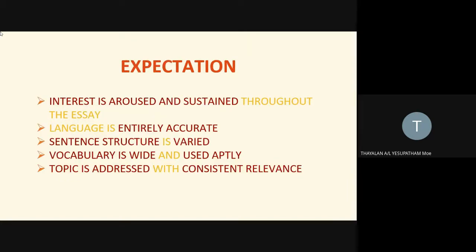Now, what is expected out of this narrative writing? That the interest is aroused and sustained throughout the essay, and the inception of the arousal happens in the introduction. So it has to be very attractive. Language is entirely accurate. Sentence structure is varied. Vocabulary is wide and used aptly. Topic is addressed with consistent relevance.